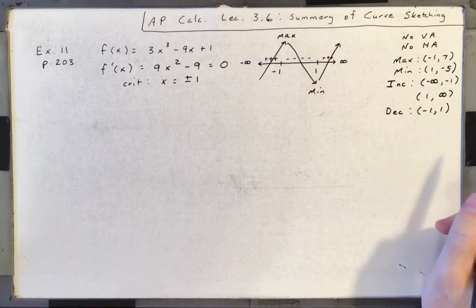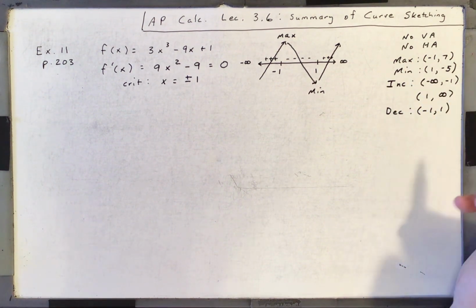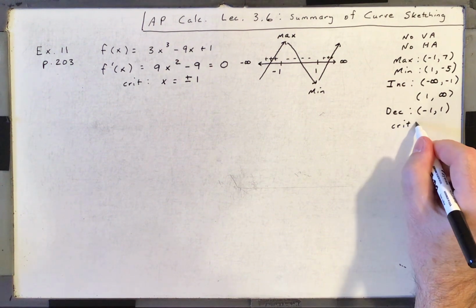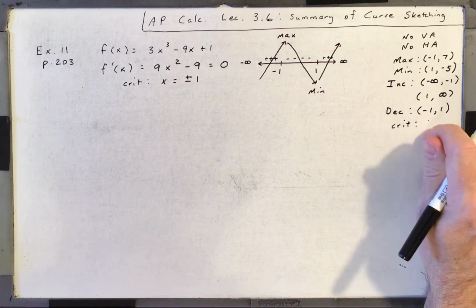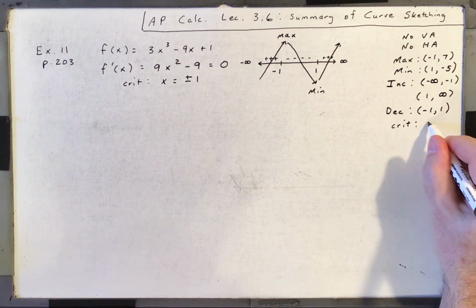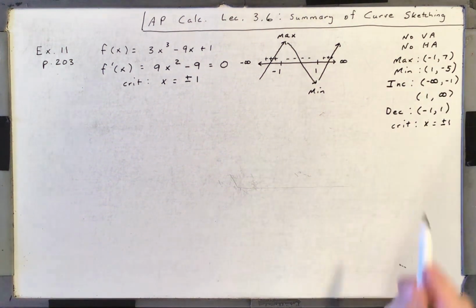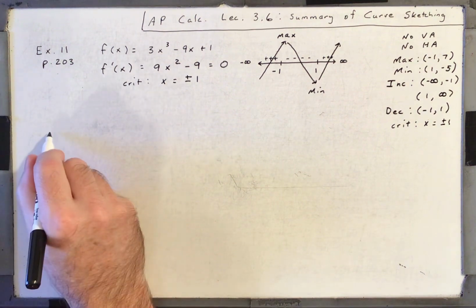Then we are decreasing from negative 1 to 1. So we've already answered 1, 2, 3, 4, 5, 6, and I forgot to write down the critical points. Let's go ahead and write that in. You've gotten more than half. Critical points are at x equals plus or minus 1. You've gotten more than half of the problem already. Okay, let's do the second derivative test.